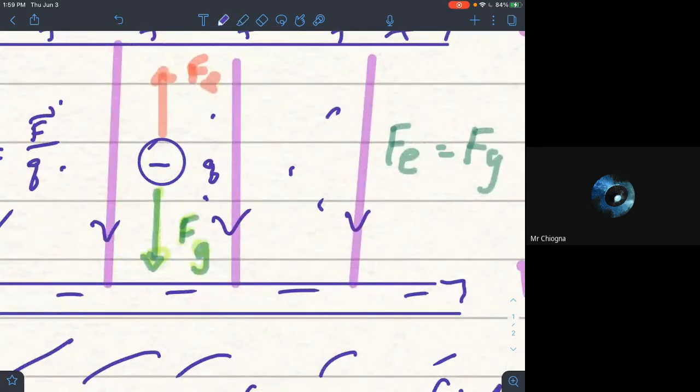What's the equation for Fe in terms of the electric field? This is a charge Q. In terms of Q and the electric field, Fe is Q times E. And what's Fg in terms of the mass? M times g. I'm not going over specifics, I'm just going over general concepts you need to know.